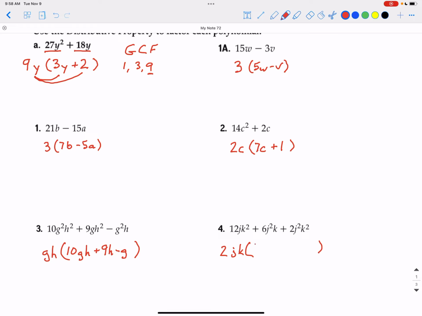12 divided by 2 is 6. J divided by j would cancel. K squared divided by k would be k. Plus 6 divided by 2 is 3. J squared divided by j is j. The k's would cancel. Plus 2 divided by 2 is 1. And I'm not going to put a 1 down because I know there's going to be some other variables in that term. J squared divided by j is j. And k squared divided by k is k. So we get 2jk, parentheses, 6k plus 3j plus jk. And just because it's jk doesn't mean I'm not serious, because I am serious. That is the correct answer.